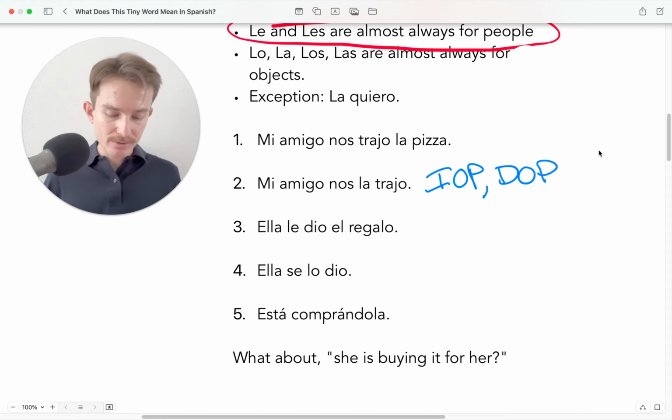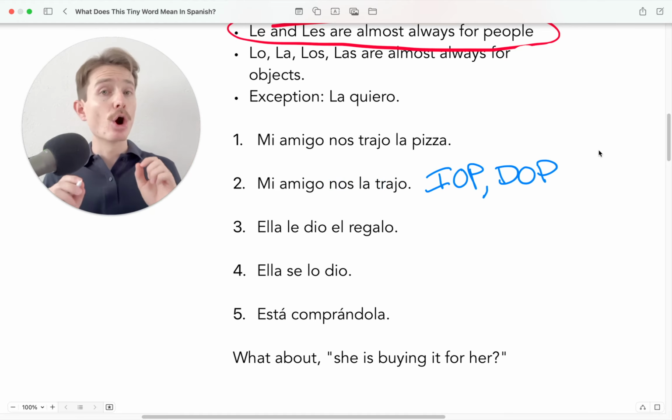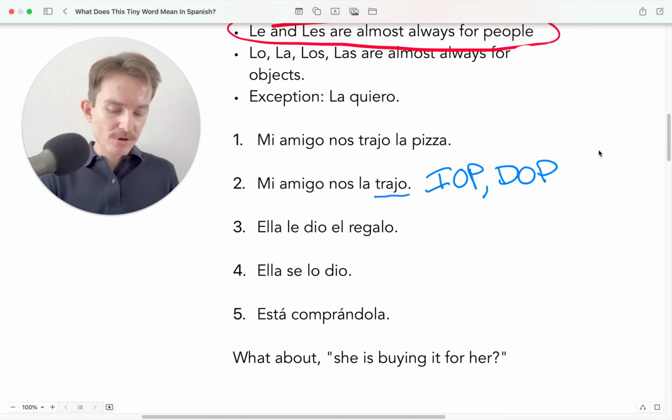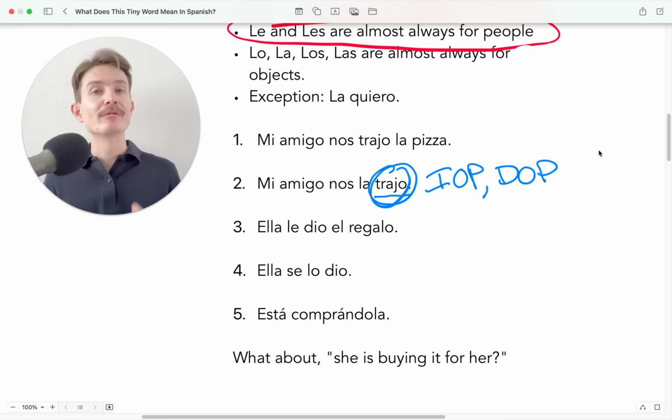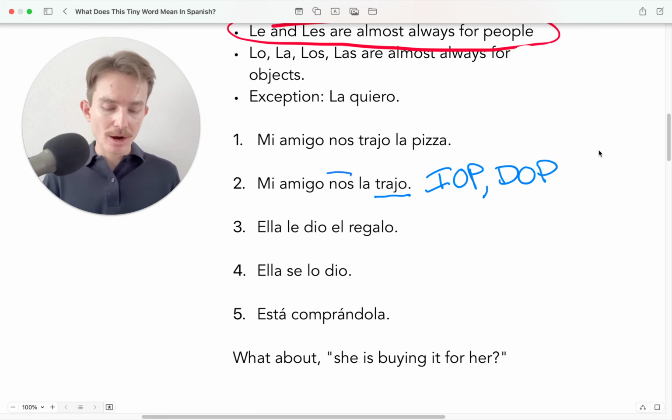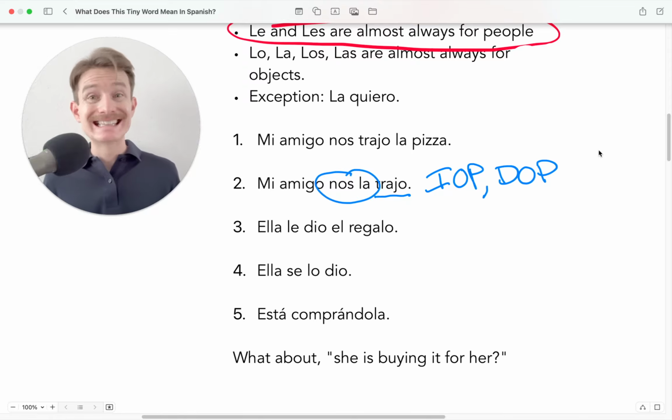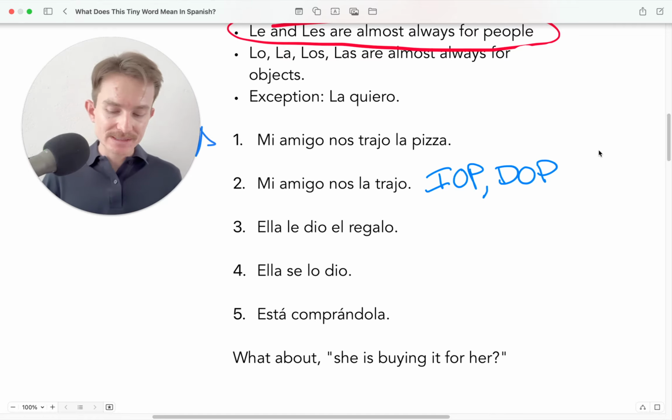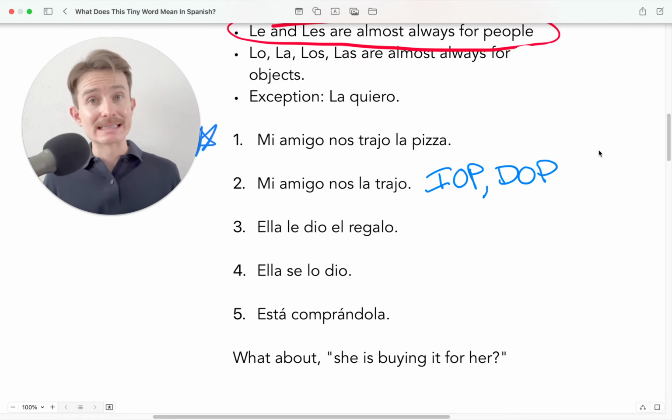Another important thing to remember is that our object pronouns are always going to go before the first conjugated verb in our sentence. So trajo is a conjugated verb coming from the infinitive verb traer, meaning to bring. And so we are going to put our object pronouns before this verb trajo. So, mi amigo nos la trajo. In this first example, we have my friend brought us the pizza, whereas in the second example, we have my friend brought us it. Notice how we're just shortening up our sentences. That is why we use object pronouns.